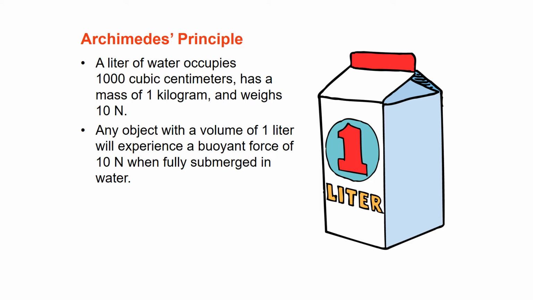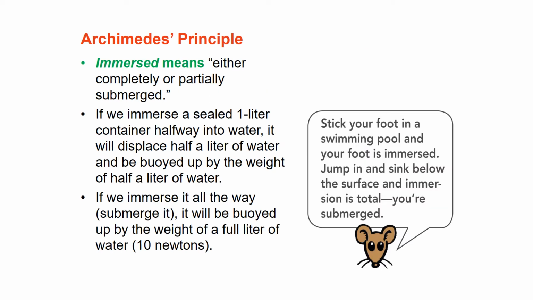Let us start with a demonstration that a liter of water will occupy 1,000 cubic centimeters, which has a mass of 1 kilogram and a weight of 10 Newton. Any object with a volume of 1 liter, accordingly, will experience a buoyant force of 10 Newton when fully submerged in water. Immersed means either completely or partially submerged.